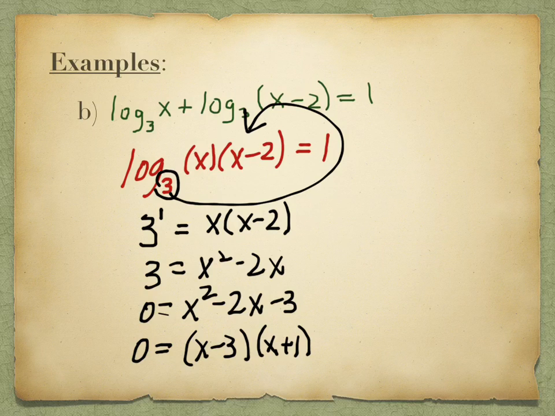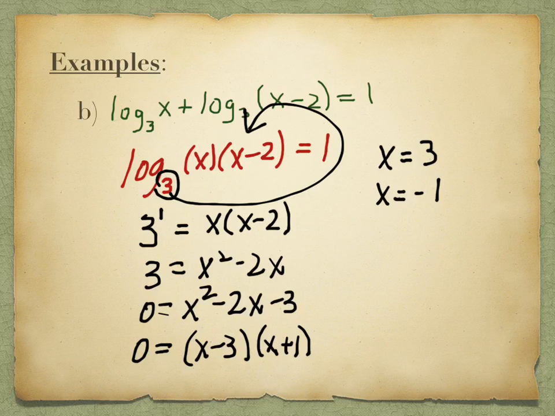Then what would I do? Now you can set each of them equal to 0. So now I have x equals 3, and I have x equals negative 1, right? You need to be careful not to stop too soon on these problems. This is the solution to the quadratic equation that I created, correct? But it may or may not be the solution to the original log equation that I had. So you have to test to make sure that both of those x values are proper inputs for the logs.